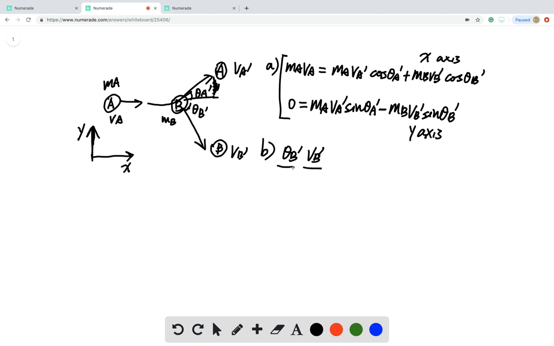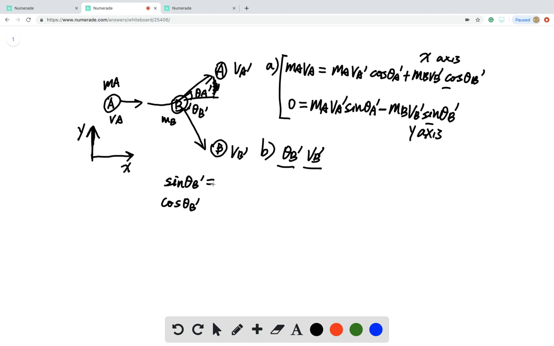Let's first try to find theta B prime. Since we have both cosine and sine, it will be a pain to deal with theta B if we want to find VB prime first, because we cannot simply convert cosine to sine. So let's first find theta B prime. The best way to find it is to first express both sine theta B prime and cosine theta B prime in terms of other quantities.